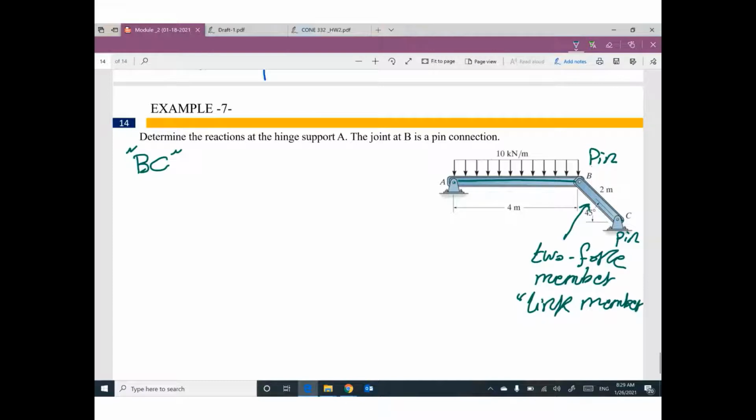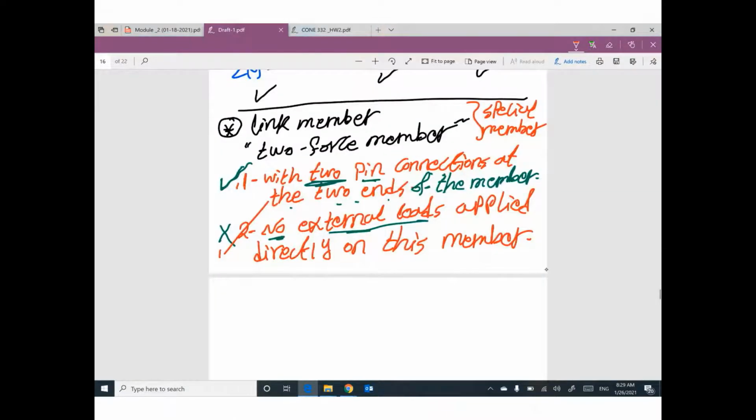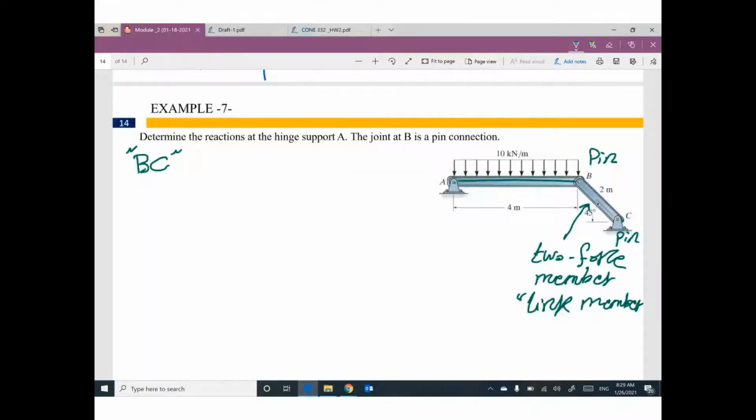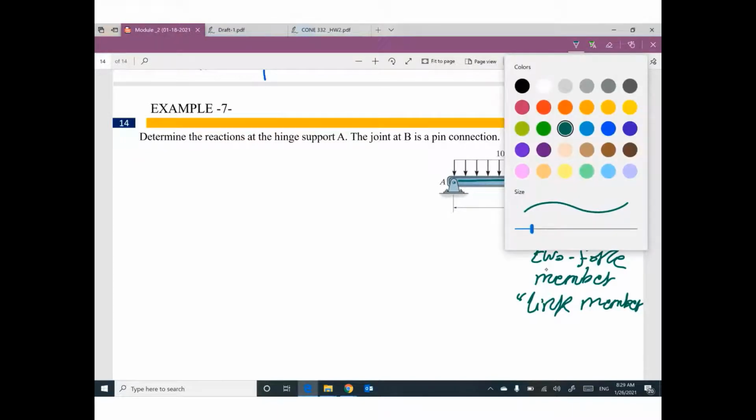That means I am lucky? Yes, I am lucky to find this member. Please make sure the two conditions are okay. Two pin connections at the two ends of the member. No direct external load on this member. If you found these two conditions, the member can be called a two-force member. What is the meaning? What is the advantage? Why are you lucky if you found this type of member?